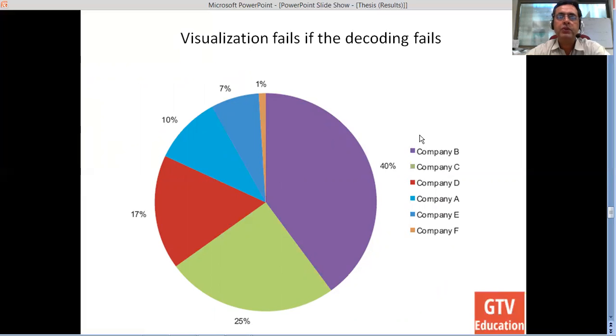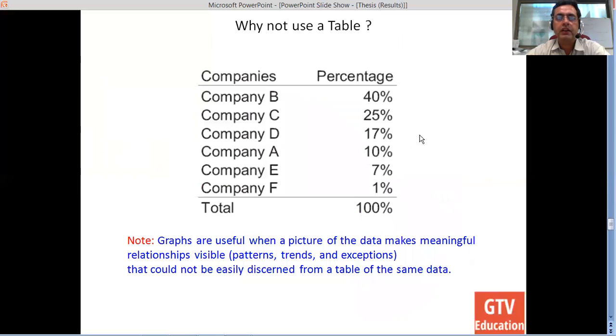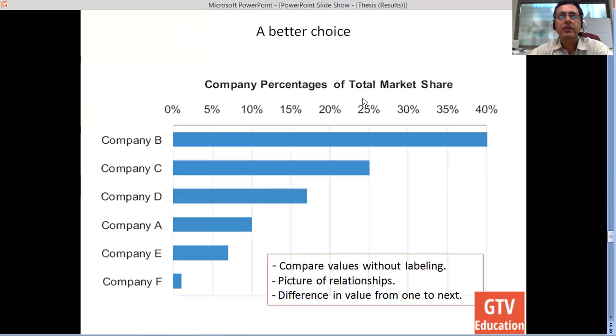Okay, so you don't have to use a pie in all cases of data. Why not use a table? If you even use a table for this kind of data, you can very easily give your information. Graphs are useful when a picture of the data makes meaningful relationships visible, like patterns, trends and exceptions. When graphs make visible a trend or pattern that could not be easily discerned from a table of the same data, use them. But if you can easily understand the table, then the table is probably serving well, and you should use the table rather than going for the graph.